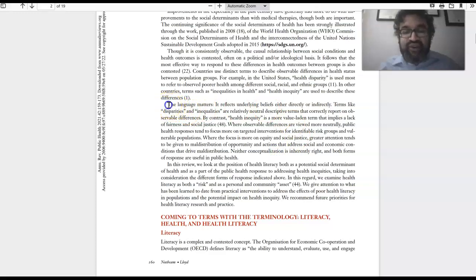And that's why I like scholarly articles, because when you take a look at a topic, you can go in a lot more detail and focus. So disparities and inequalities are kind of used interchangeably, but one phrase that really captures it all is equity and inequity. Health inequity is more of a value-laden term. So there is a lack of social justice and fairness. That is health inequity.